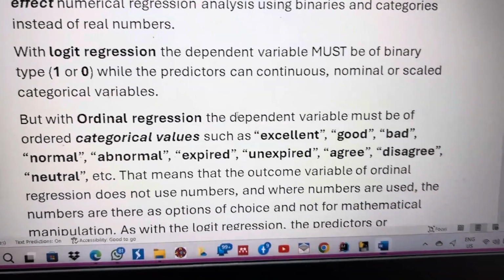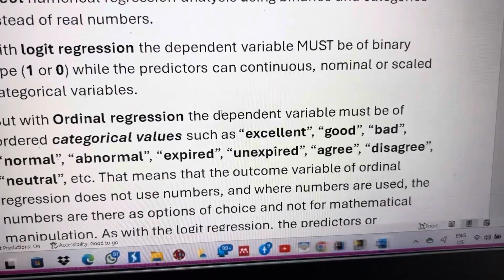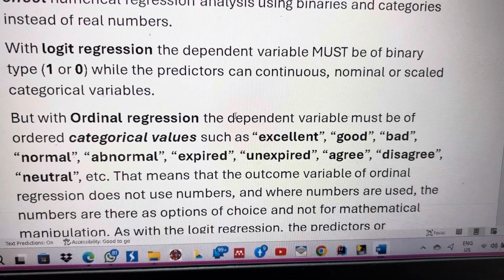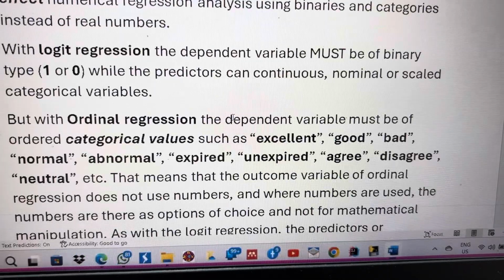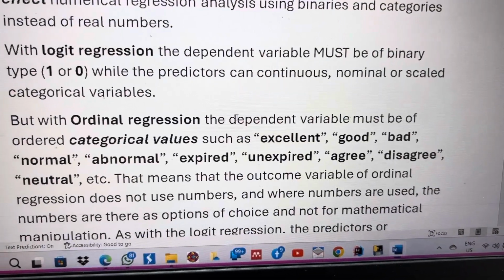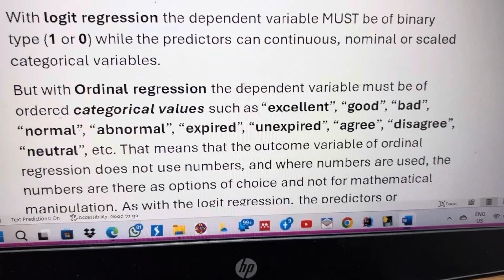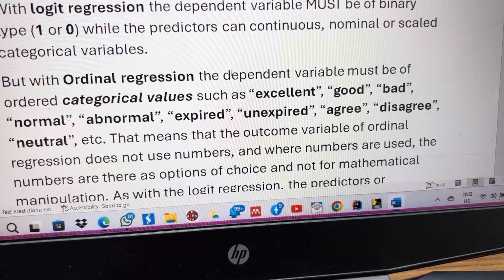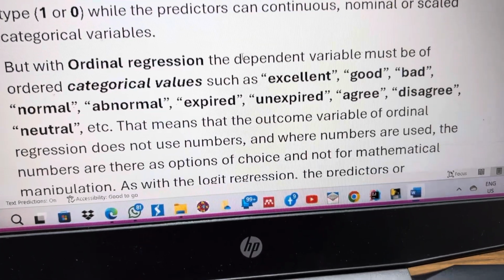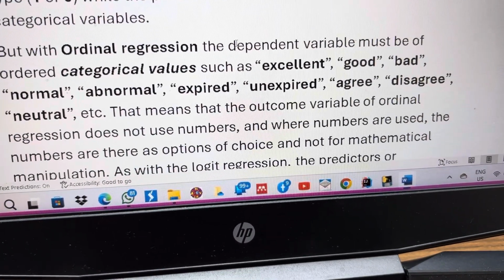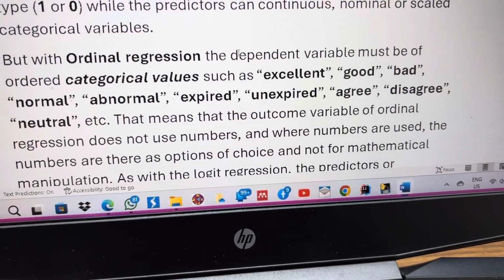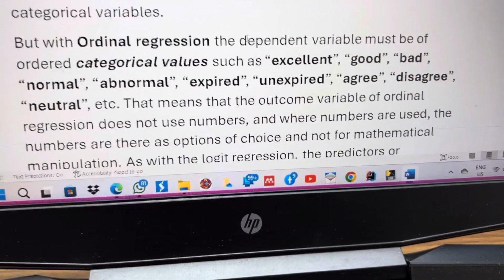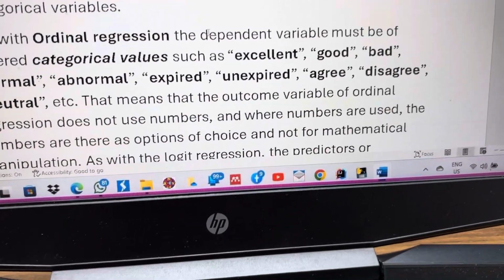So with Logit regression, the dependent variable must be of binary type, that is using 1 or 0, while the predictors can be continuous, nominal, or scaled categorical variables. But with ordinal regression, the dependent variable must be of ordered categorical value, such as excellent, good, bad, normal, abnormal, expired, unexpired, agree, disagree, neutral, and so on and so forth.